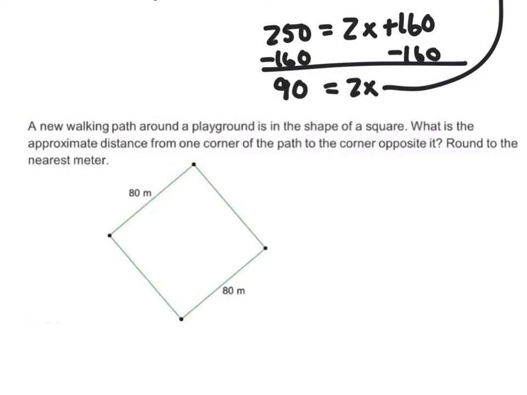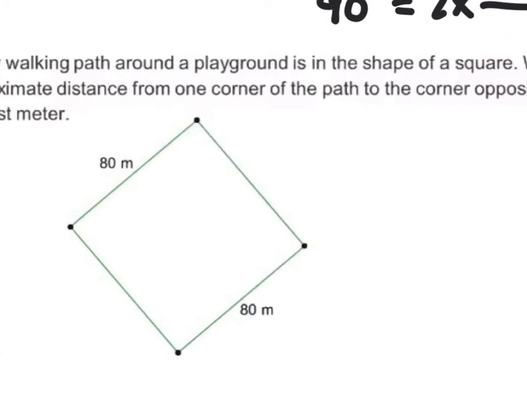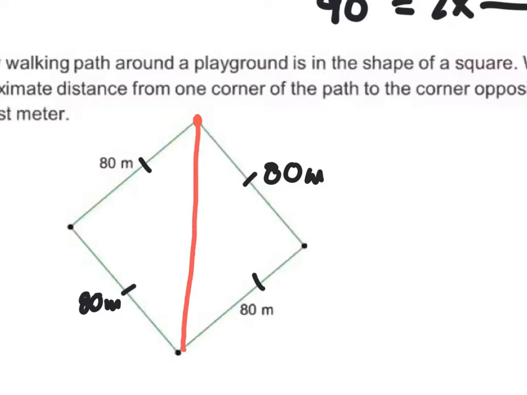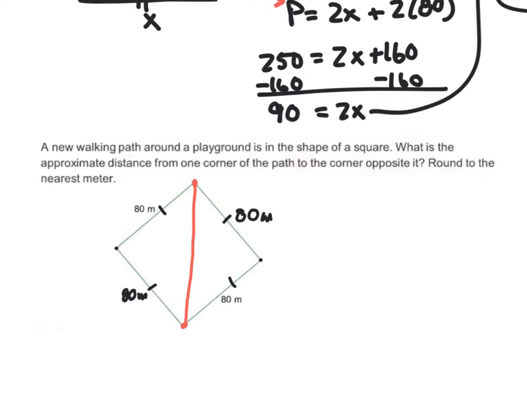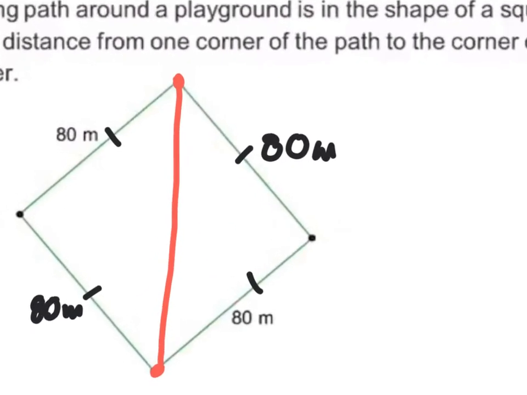So what I want to show you guys is that, first of all, we have a square. So all these sides are congruent, all right? And if these two sides are 80, then that means that these other sides would also have to be 80 meters, okay? And they want to know the distance from one corner of the path to the corner opposite. So we're being asked to find the length of that path, okay, to the nearest meter.